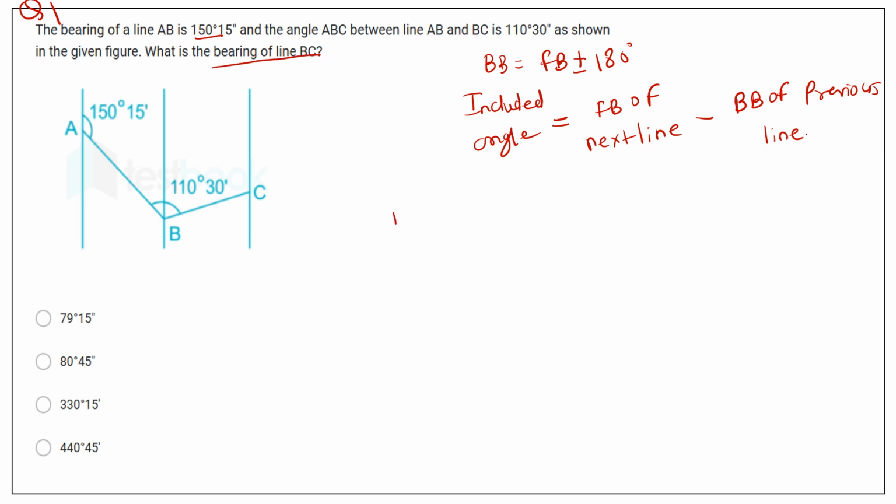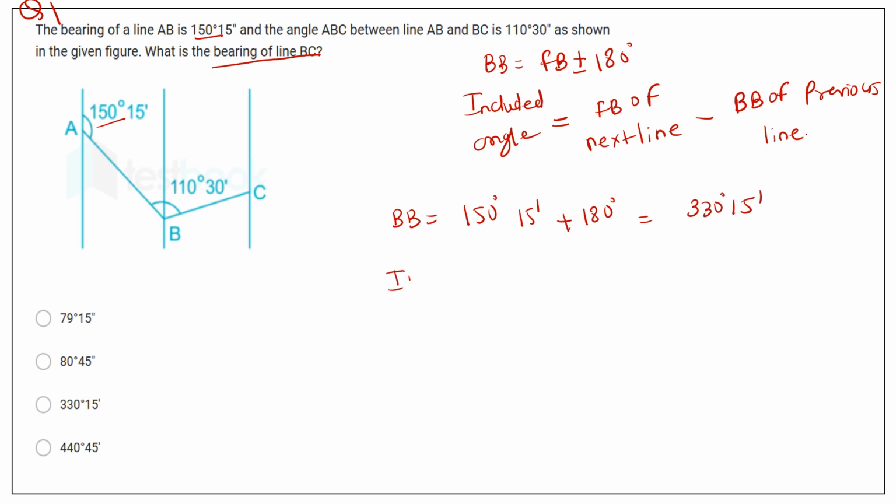Okay, so first the back bearing. This is the fore bearing for line AB, so 150 degree 15 minutes. Here we take plus because if fore bearing is less than 180 degree, then take the sign as positive. If fore bearing is more than 180 degree, then take minus sign. So here plus 180 degree. So the answer is 330 degree 15 minutes. Okay.